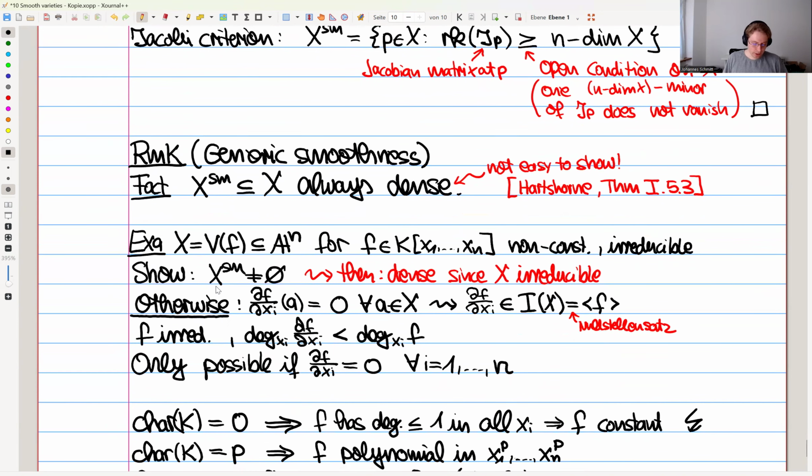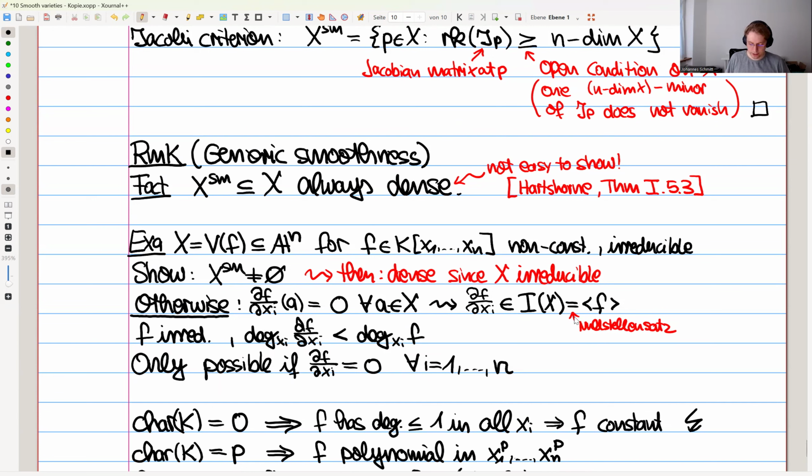And so assume otherwise. So let's say this here was the empty set. That means that the Jacobian matrix would have rank, and you can check, would have to have rank 0 at all of the points. In other words, all of these partial derivatives here would have to vanish at all points a in x. And this of course means that these polynomials here vanish at all points of x. So in other words, they're contained in the ideal of x.